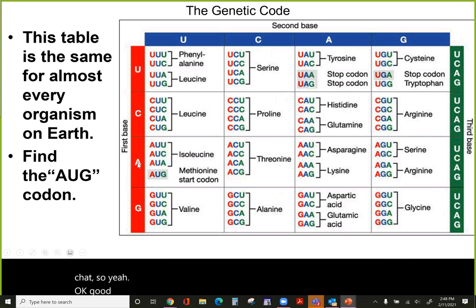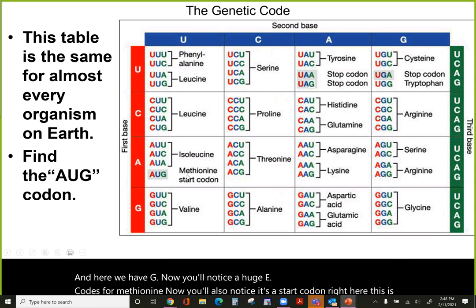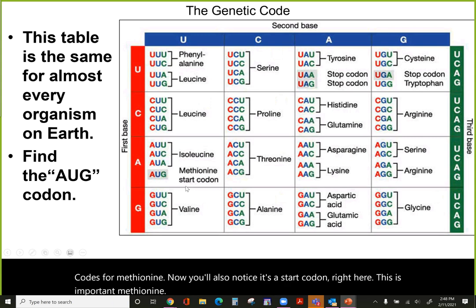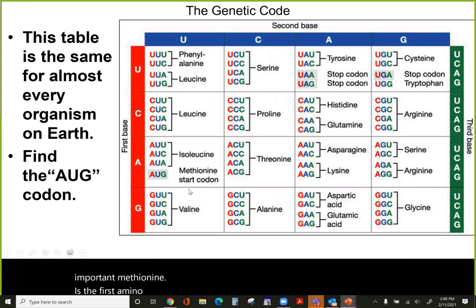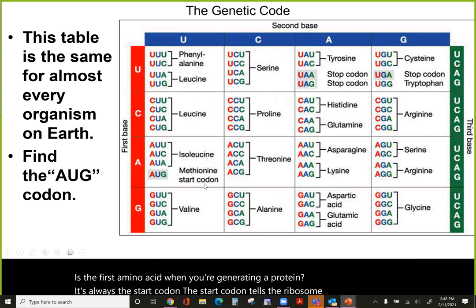So here we have A, here we have U, and here we have G. Now you'll notice AUG codes for methionine. Now you'll also notice it says start codon right here. This is important. Methionine is the first amino acid when you're generating a protein. It's always the start codon. The start codon tells the ribosome where to start translating.